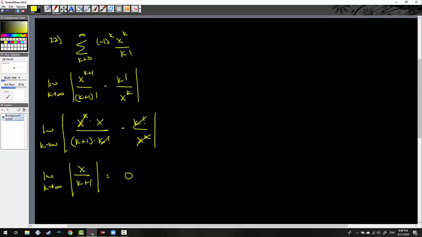And as a result of that, when we do the ratio test for absolute convergence, we compare the result of our limit, in this case 0, to the number 1. And in this case, because 0 is less than 1 for all real numbers, we can say that the radius of convergence would be infinity. And then the interval of convergence would be from negative infinity to infinity.